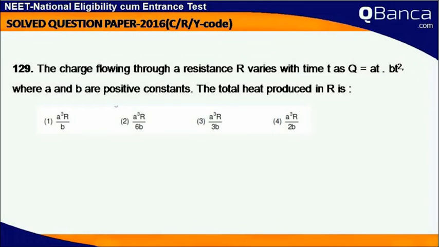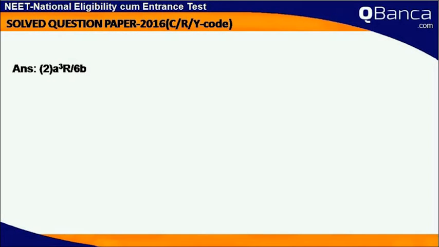The charge flowing through a resistance R varies with time t as q equal to at minus bt square, where a and b are positive constants. The total heat produced in R is a cube R by 6b.